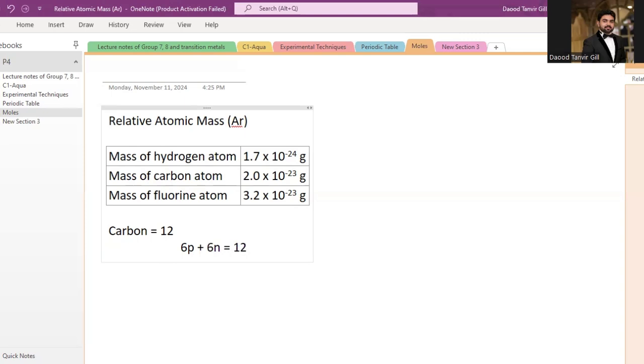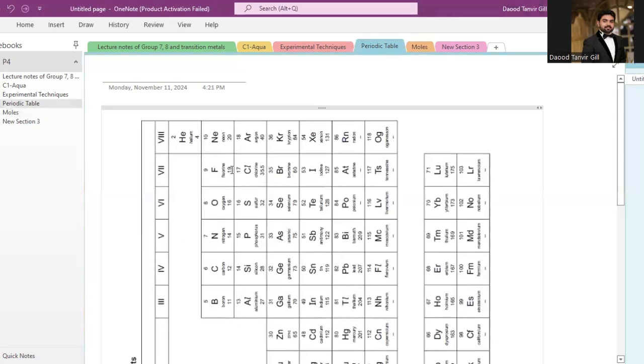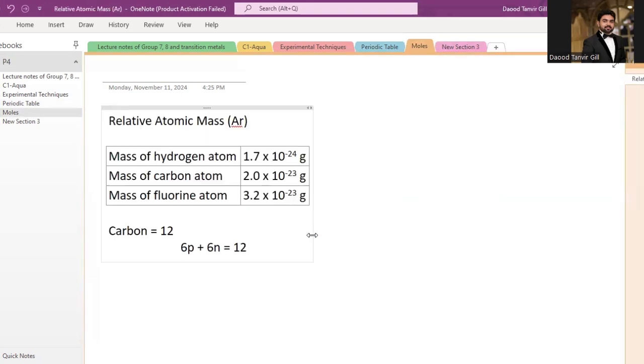So the masses of all the elements that we get in the periodic table are basically compared with 1/12 part of carbon. It is relative to 1/12 part of a carbon atom. So 1 AMU, atomic mass unit, I'll write down a note for you, is equal to 1/12 part of carbon atom.